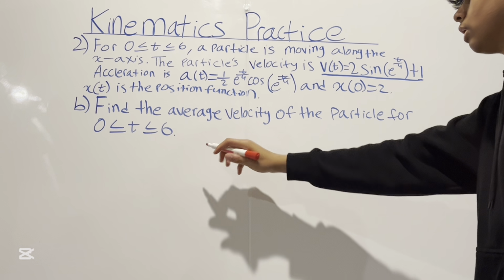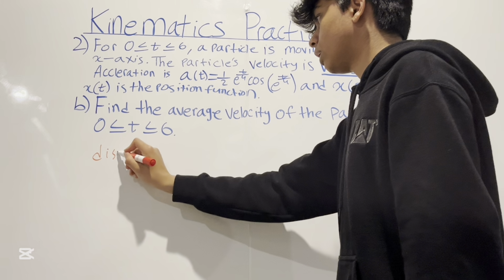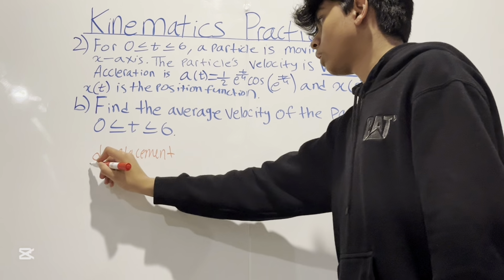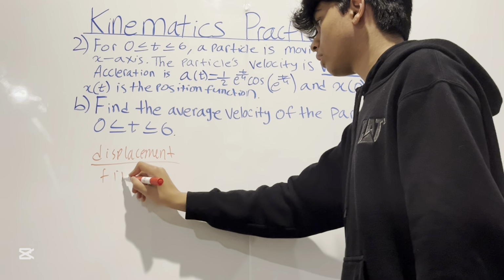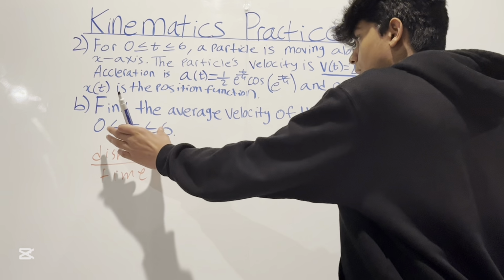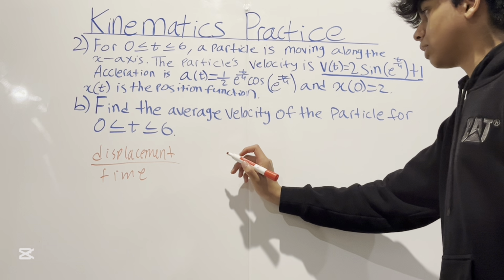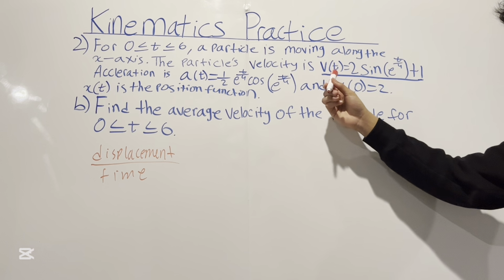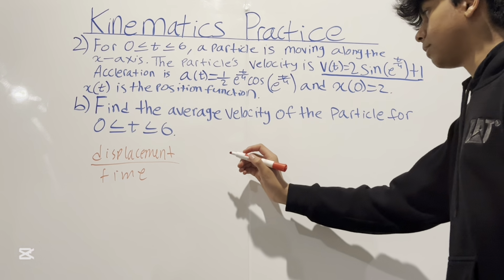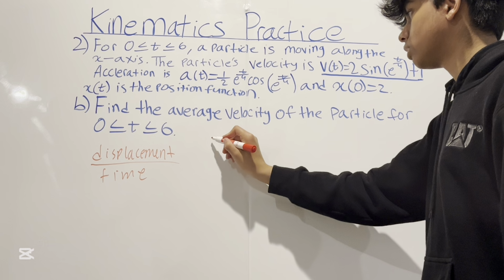So the formula for average velocity is displacement divided by time. So we're given time, which is 6 time units, whatever the time units is. And now we need to find the displacement. And to do that, we need to integrate the velocity function, because that's what's going to give us our displacement. And the bounds are going to be from 0 through 6, because that's what the time interval is.